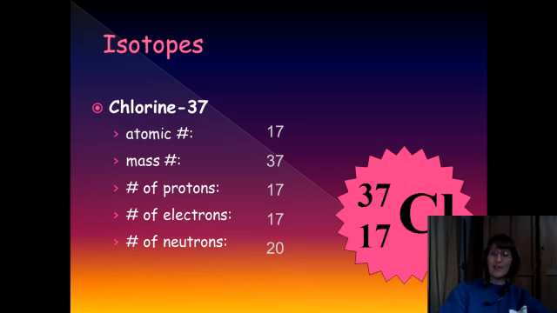So when we write this, this is just the notation for writing the nuclear structure. The symbol for chlorine is Cl, capital C, lowercase l. The atomic number is on the lower part on the left, 17, and the mass number is on the upper left, and that's 37.